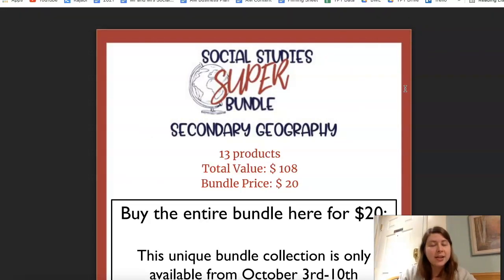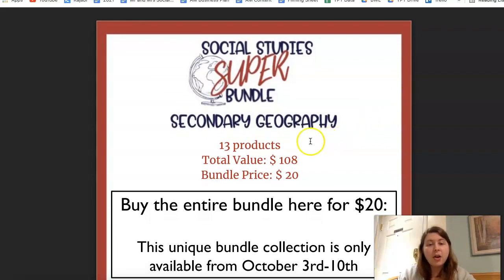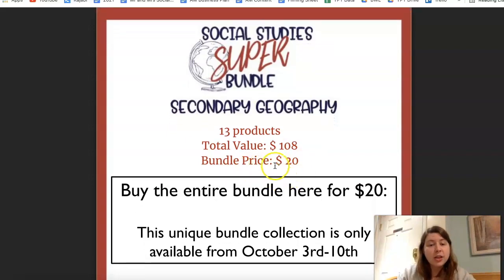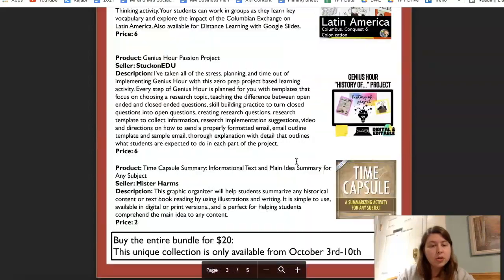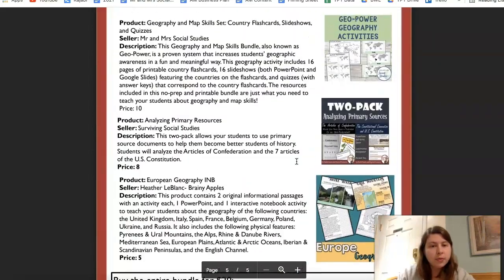There's also a secondary geography bundle here. This one's a little smaller, but there are 13 products for a total value of $108 with a bundle price of $20. Now, I'm just going to jump right to the chase. We actually include our GeoPower activities in this, which are right here.